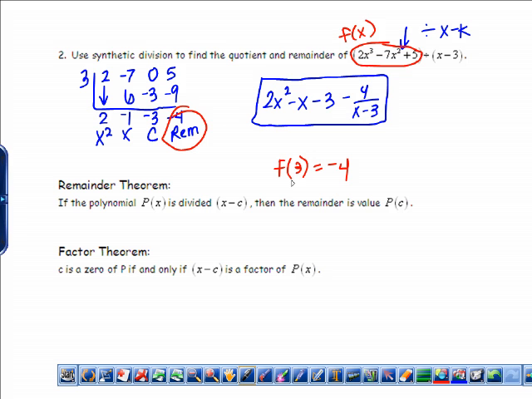Sometimes it's easier to do synthetic division, sometimes it's easier to plug in the number. All right? Factor theorem kind of goes along with that. These two are usually used in conjunction. So if c is a 0 of p, that happens if and only if x minus c is a factor of p of x. So what I want to ask you is, is x minus 3 a factor of f of x? No, because the remainder was not 0, and it didn't divide in evenly anyway, so we'd know it because of that.